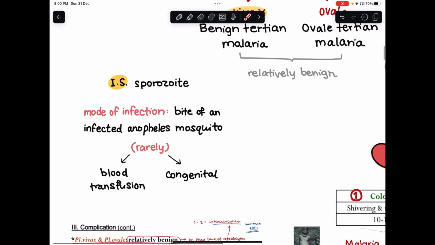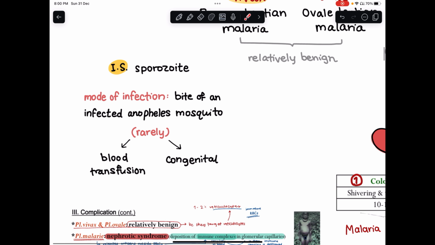So first thing, we have the infective stage, which is sporozoites. Now, the mode of infection, of course, is going to be a bite of an infected Anopheles mosquito, specifically a female Anopheles mosquito. And rarely it could occur because of blood transfusions or vertically, which is like congenital from mother to child. So again, we said rare.